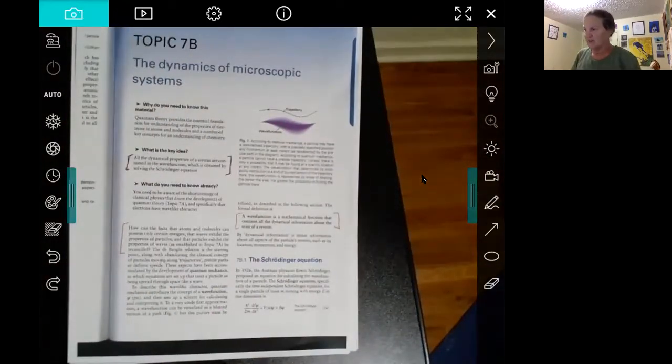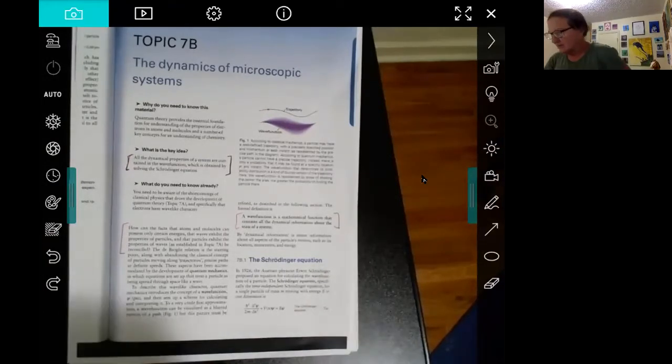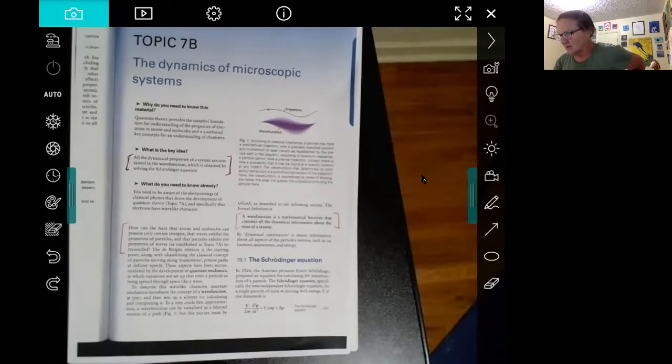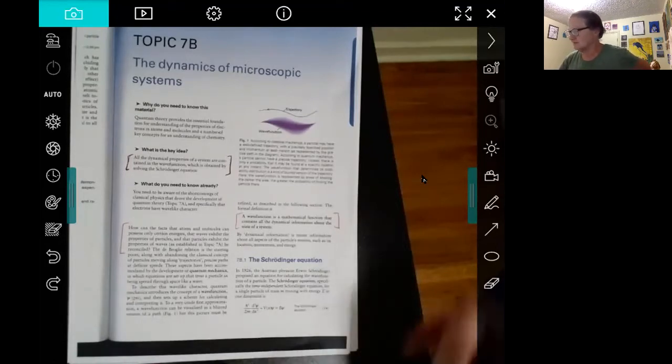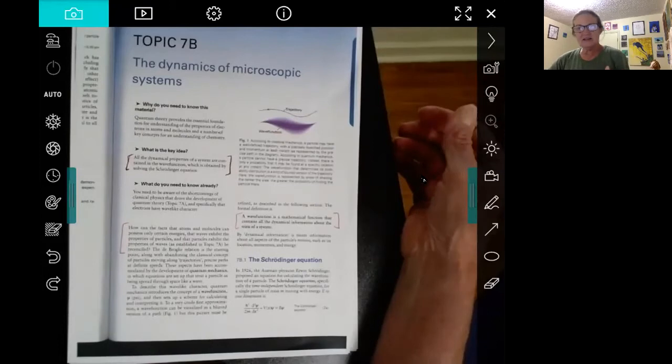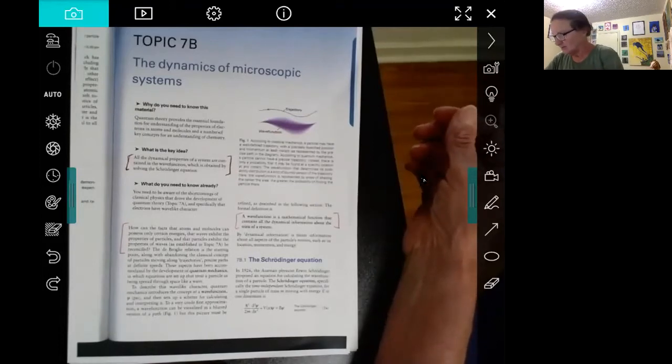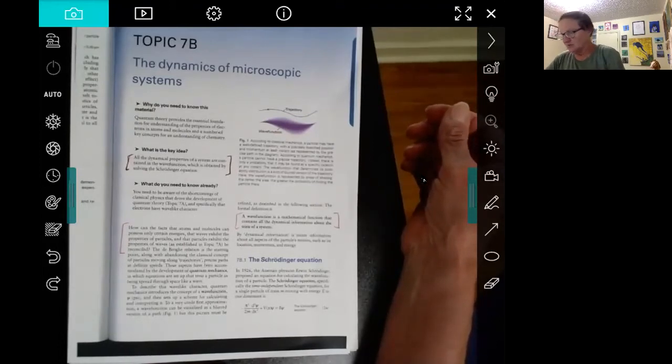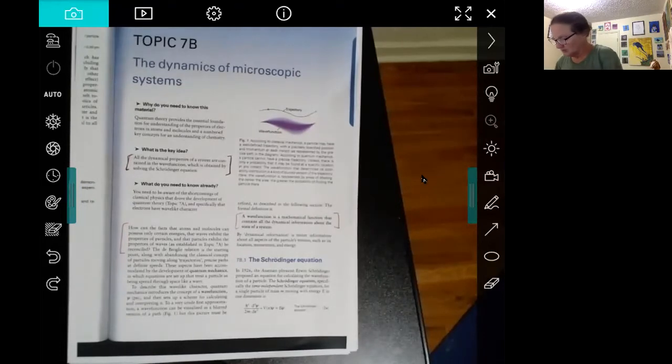We're going to talk about the dynamics of microscopic systems. So the key idea is all dynamical properties of a system are contained in the wave function. So we're going to take this concept of a wave nature and find a way to calculate a wave function for any system. And then we'll know that anything we can know will be contained in there. And so we're going to do that by solving Schrodinger's equation.